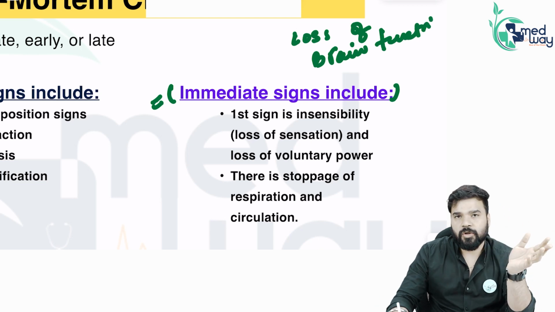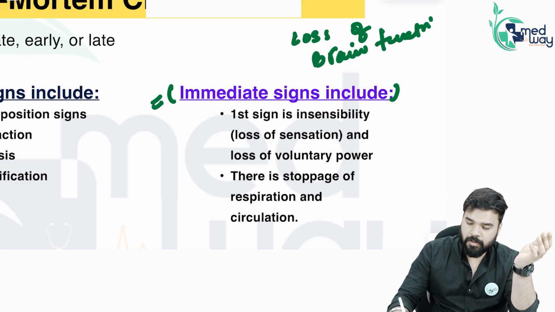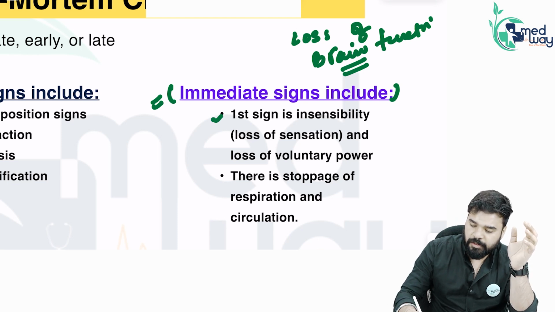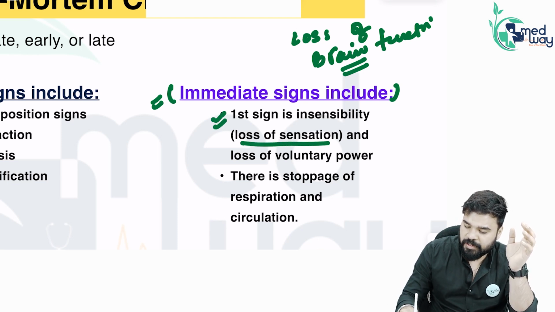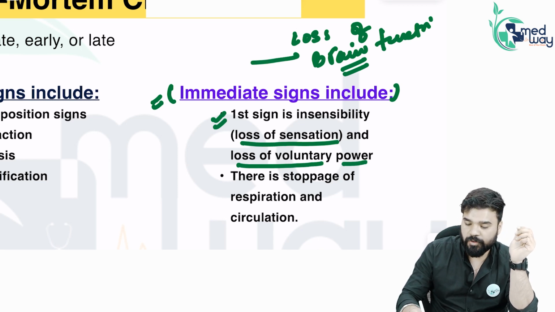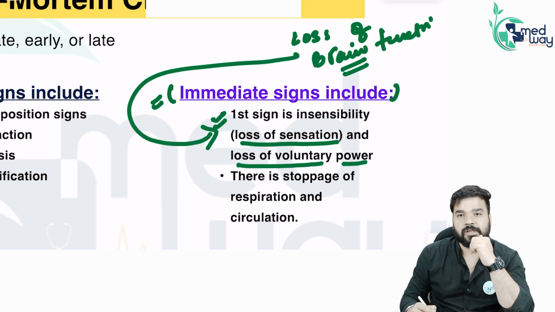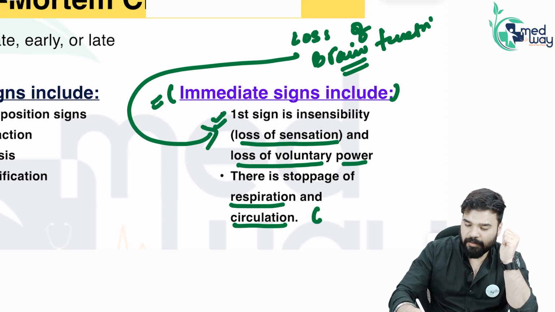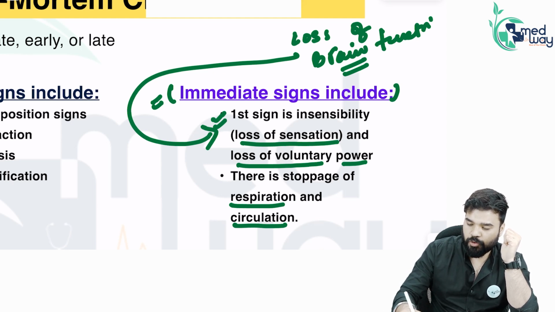So if there is loss of brain function, what is the first sign we will see after death? It is loss of sensation and loss of voluntary powers. Okay, it is because of loss of brain function. Then there will be loss of respiration and circulation subsequently. Okay, so this is almost similar to somatic death.